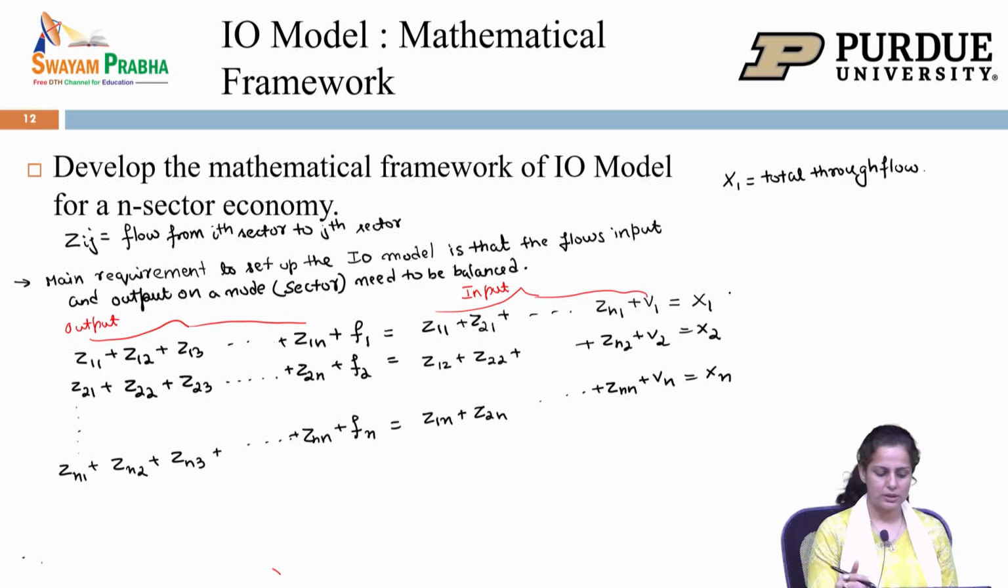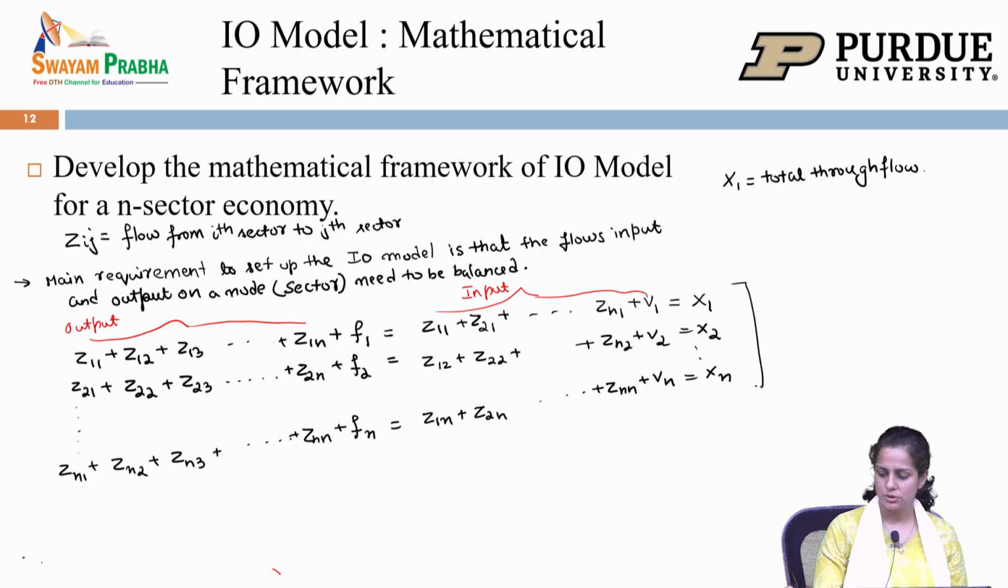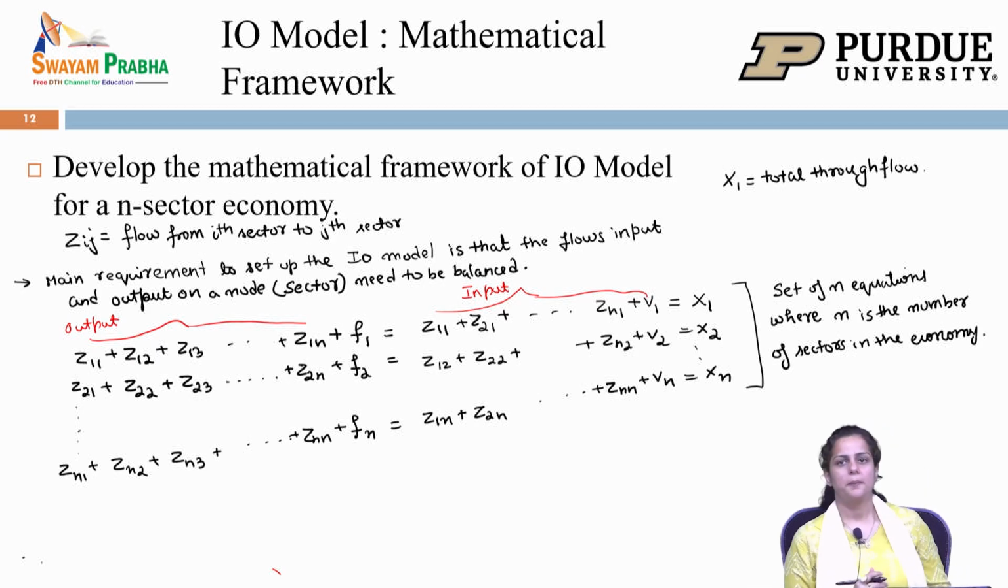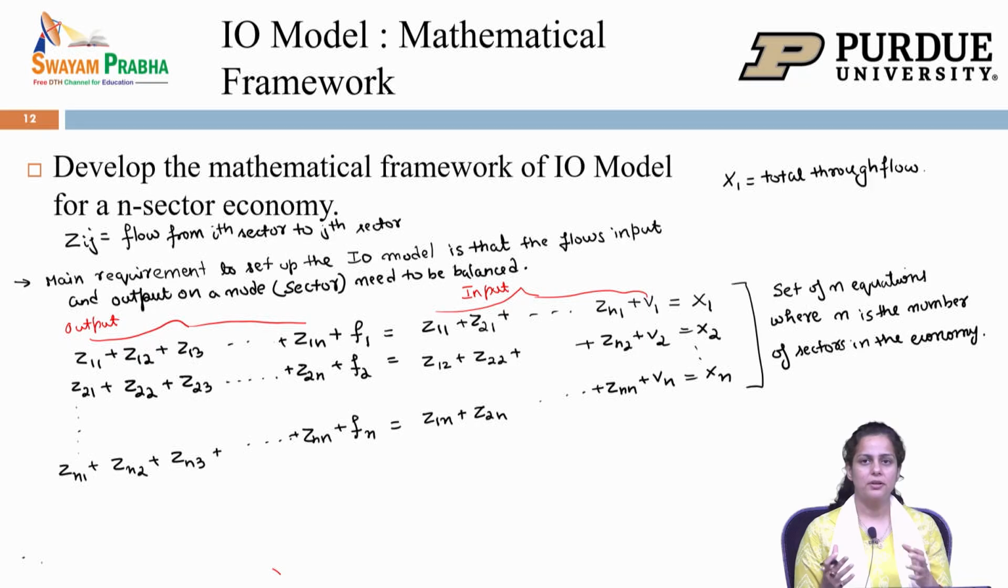So we'll have a set of n equations, where n is the number of sectors in the economy. So you can see that what essentially we have done is for each node we have written input is equal to output, and that is your total through flow. Okay.